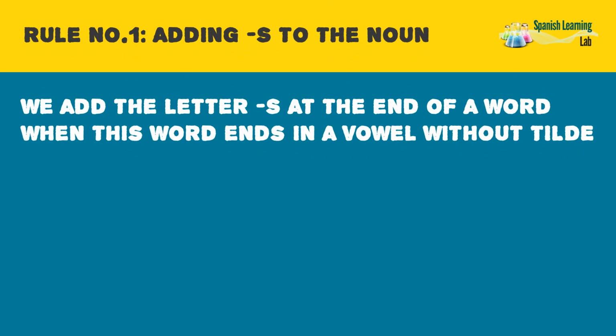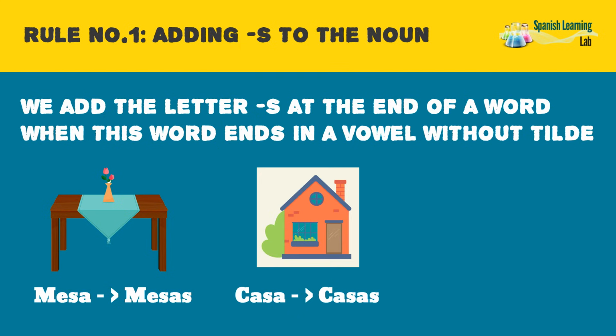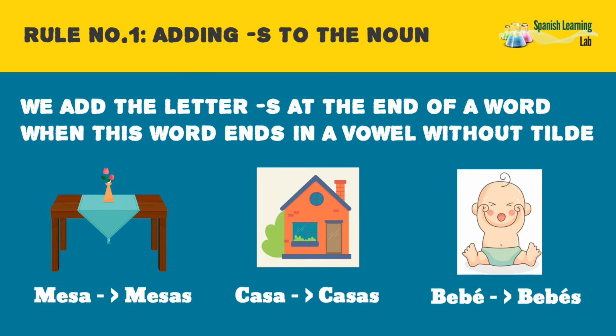Rule number 1. Adding s to the end of the noun. The first rule to make singular nouns plural in Spanish says that we add the letter s at the end of a word when this word ends in a vowel without tilde or without a written accent. Following this rule, we will add s to nouns such as casa and mesa. As you can see, both casa and mesa do not have tilde over the last vowel in their singular form.